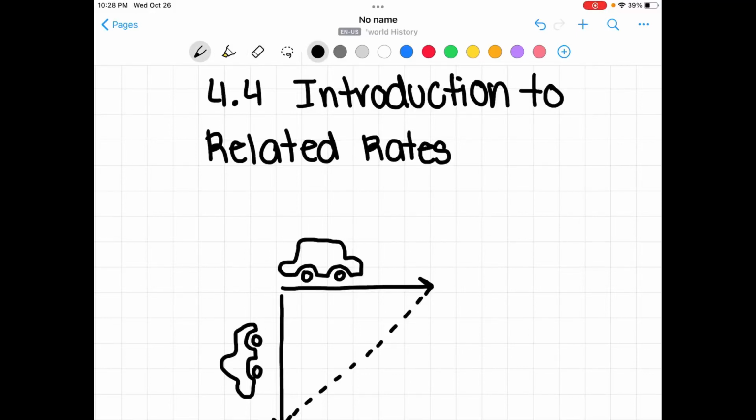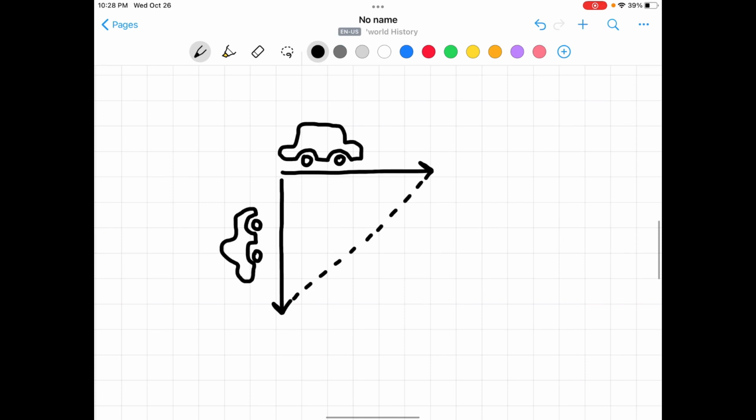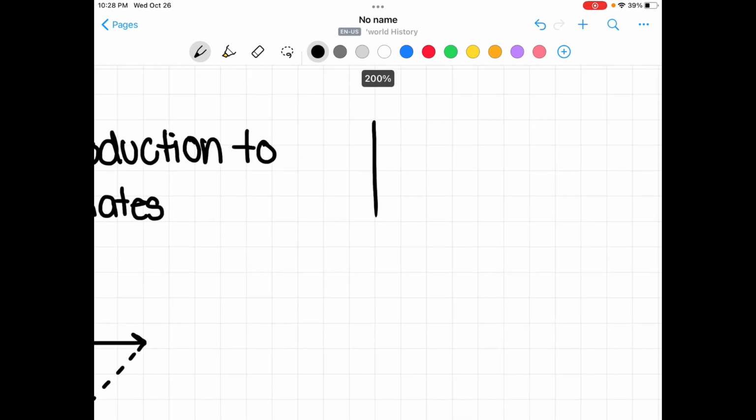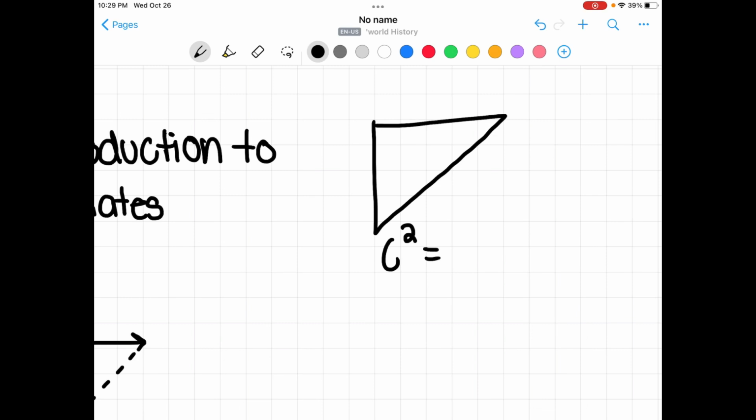Alright, today we're going to be looking at Unit 4.4, Introduction to Related Rates. Now, obviously we'll just go over here real quick. For triangles, we know the equation for finding the sides is a squared plus b squared equals c squared.